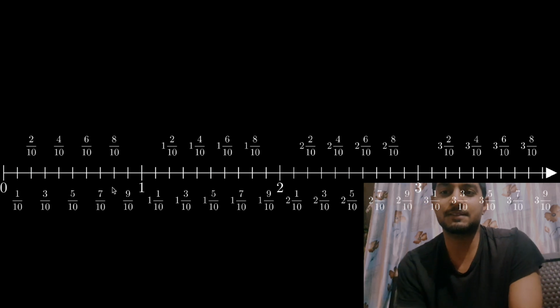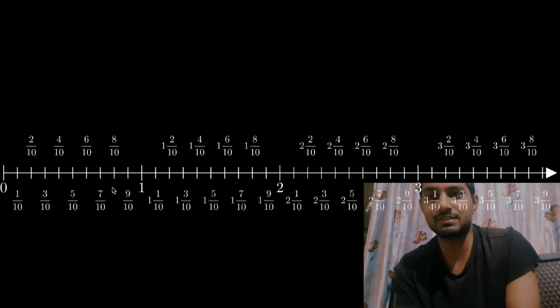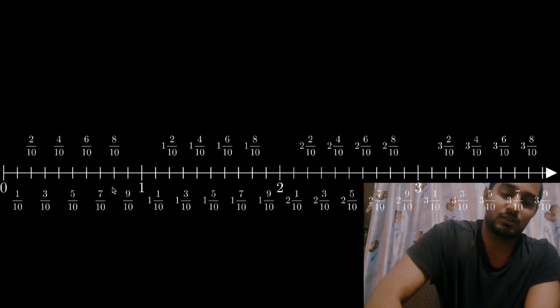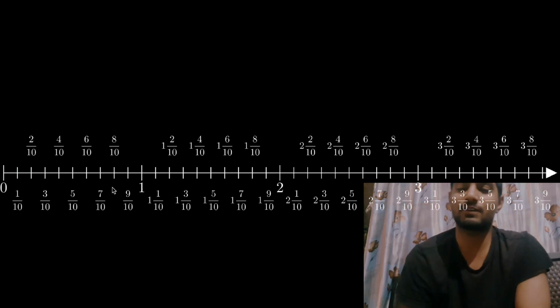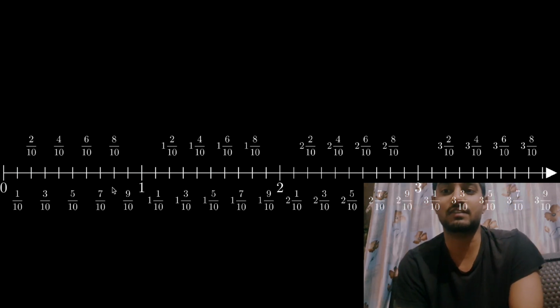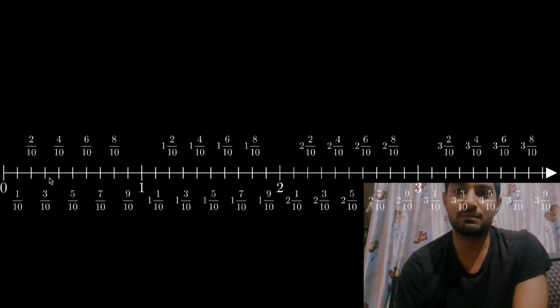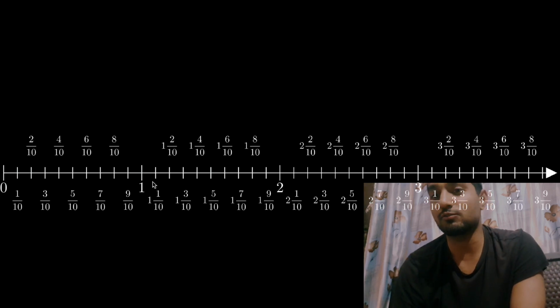But in this case, we stick with 10. The way we can group things together as numbers of 10, same way we can divide the numbers into 10 parts as well. So we divided 0 to 1 into 10 equal parts. Same way we can do from 1 to 2.